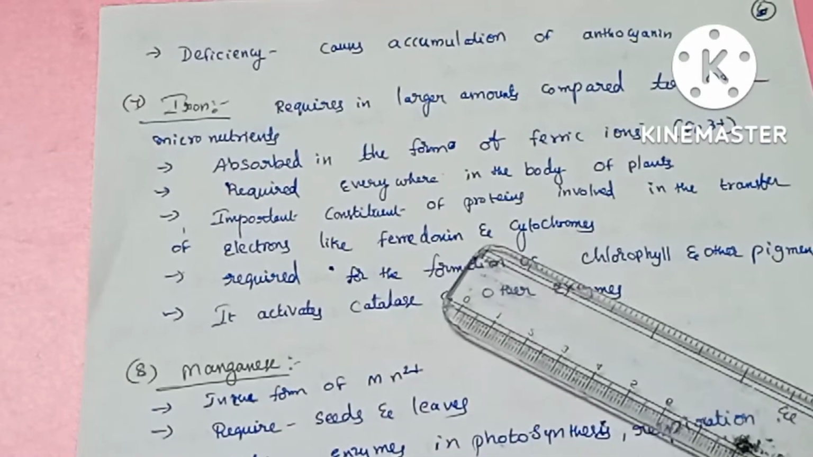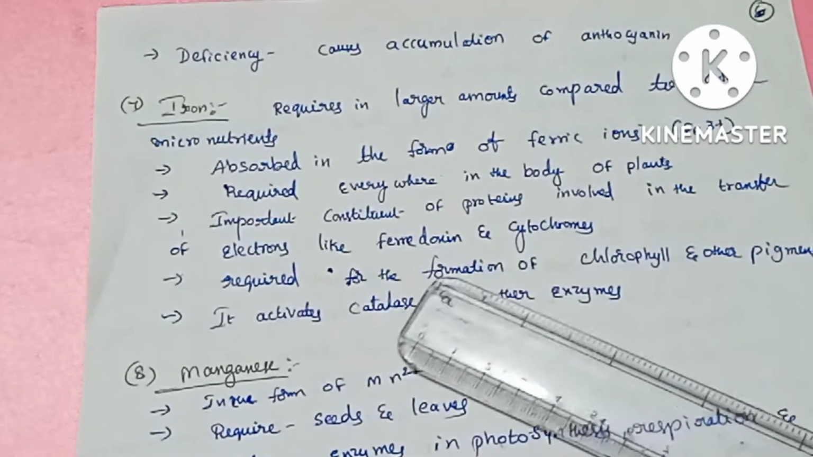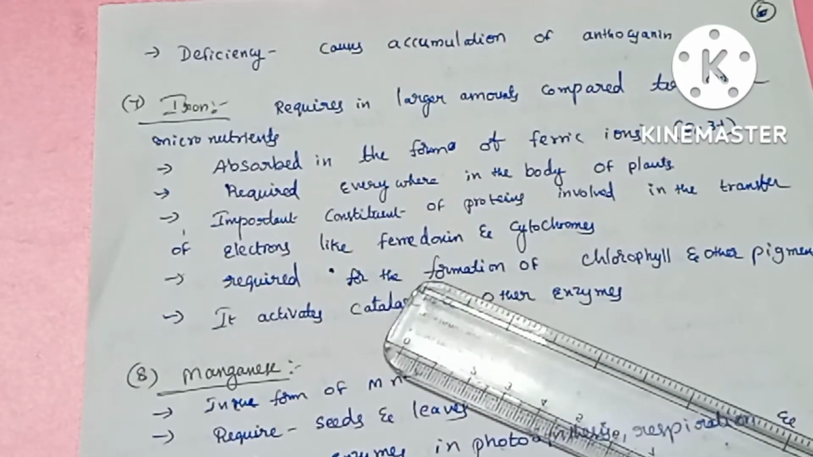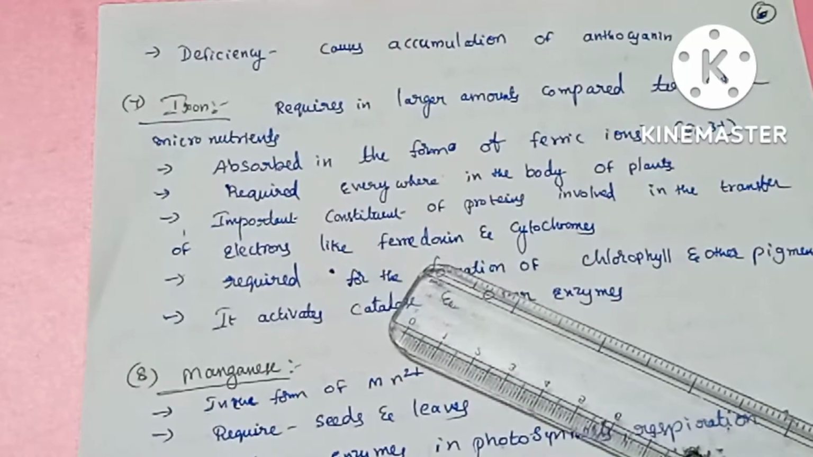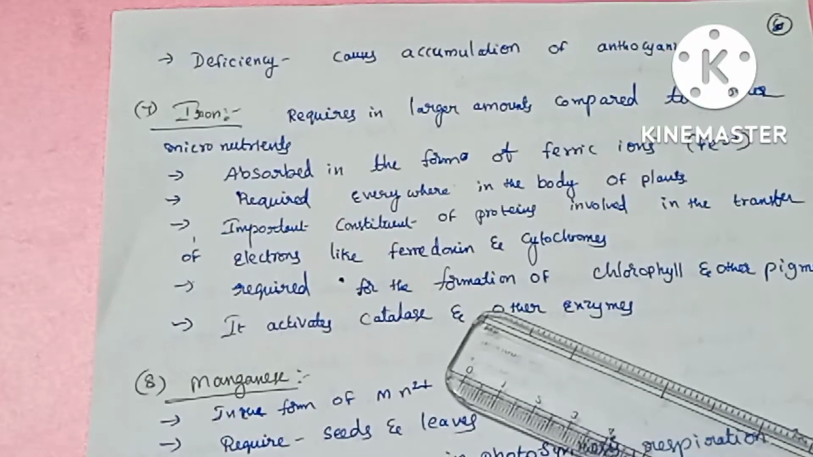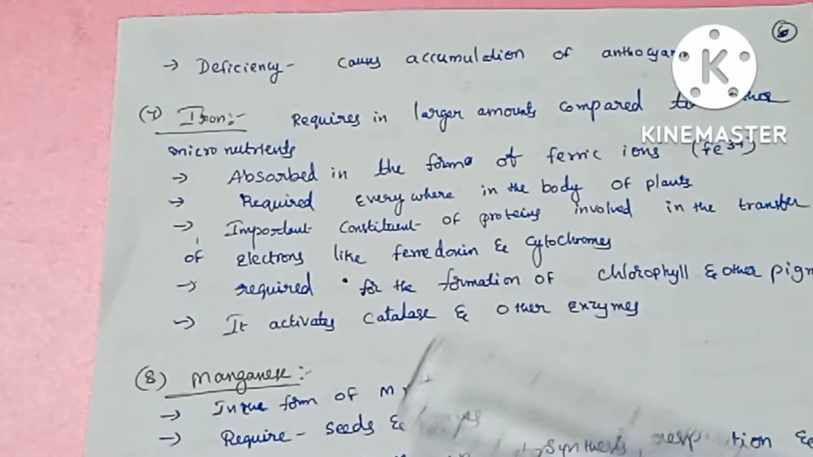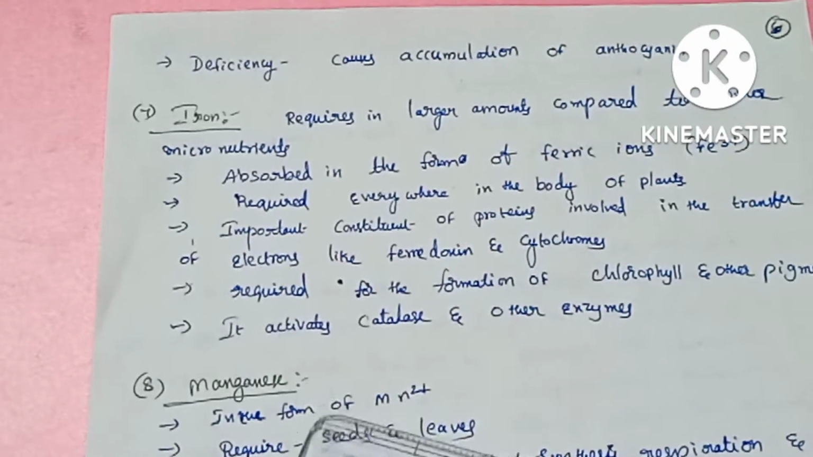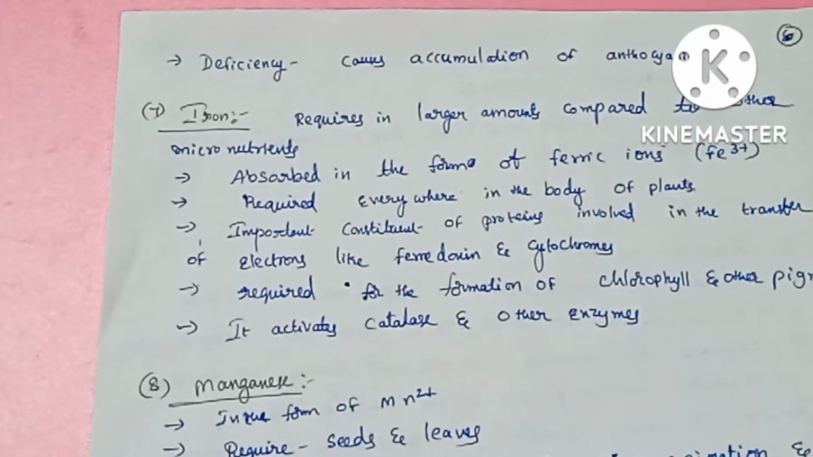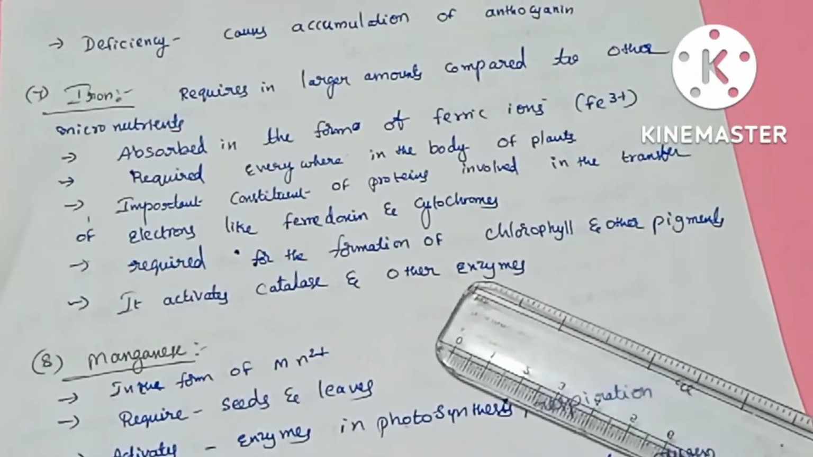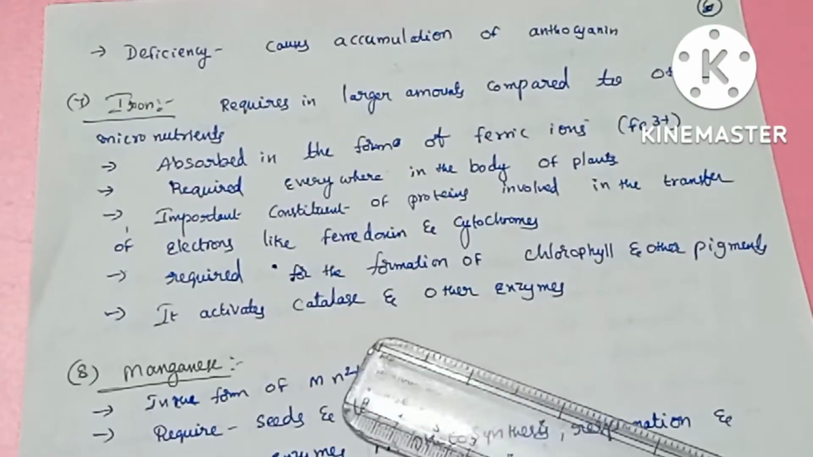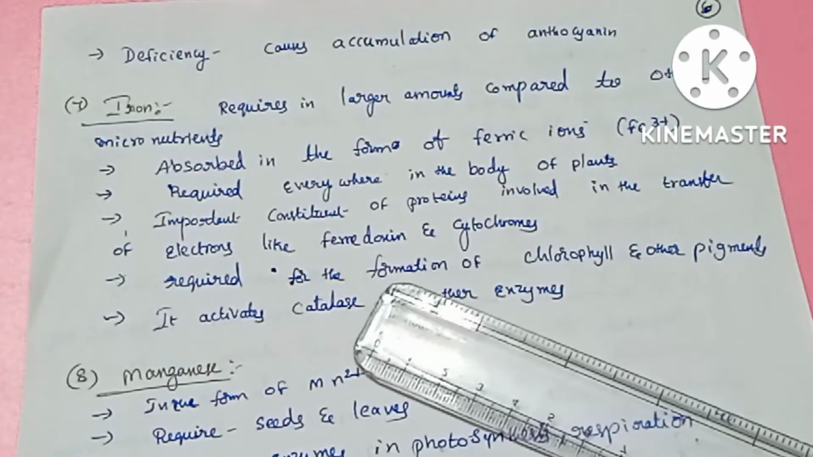And it is an important constituent of the proteins involved in the transfer of electrons. During the electron transport chain, we'll study about this in the respiration topic, there are two proteins present, ferredoxin and cytochromes. So these two proteins constitute iron, and are involved in the transfer of electrons between the membranes. And it is required for the formation of chlorophyll and other pigments also, like hemoglobin. This iron is important, right? And it activates catalase enzymes and other enzymes. This is about iron.